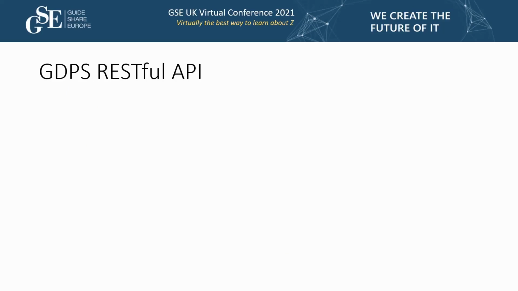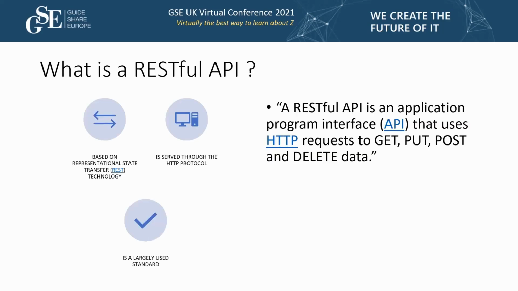So we saw an example of what you can do manually with GDPS through its user interface, but you can also run operations or query information from GDPS programmatically using the RESTful API. So what's a RESTful API? REST stands for Representational State Transfer, and it's a standard for data exchange based on the HTTP protocol. Since it is based on HTTP, it uses the base HTTP request methods such as GET, POST, PUT, or DELETE.